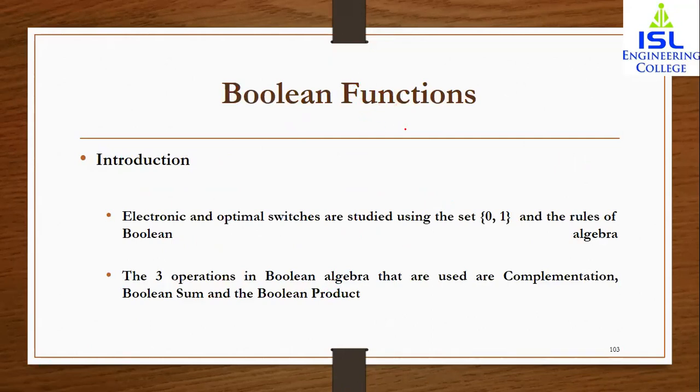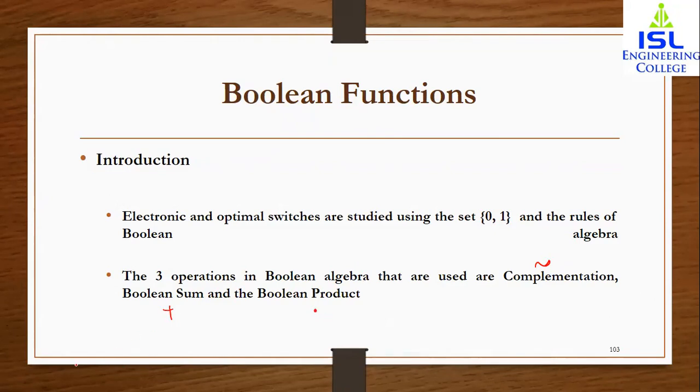Boolean algebra provides the operations and rules for working with the set 0 and 1. So the set is 0 and 1, and then the rules of Boolean algebra. The three operations in Boolean algebra that we use are complement, or you can even call it negation, Boolean sum, and Boolean product, which is denoted by a dot. Or if you want to understand it using the discrete mathematics symbols, you already know: negation, Boolean sum is OR, Boolean product is AND.